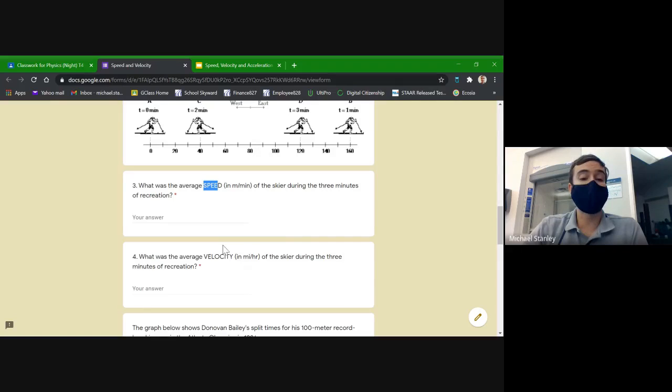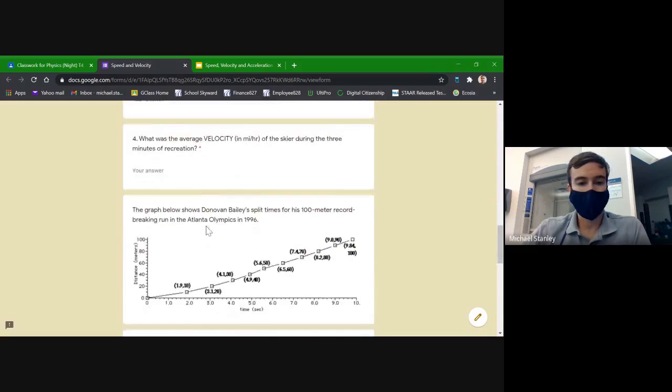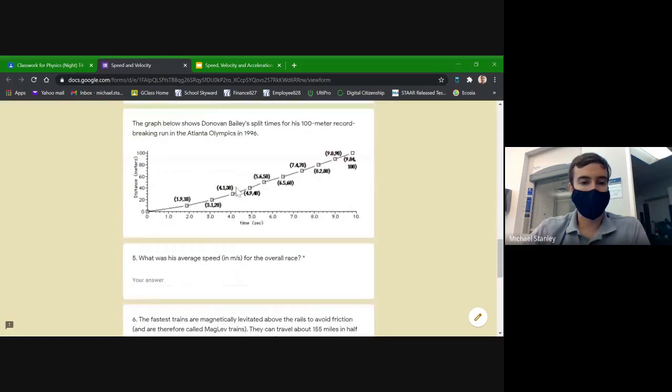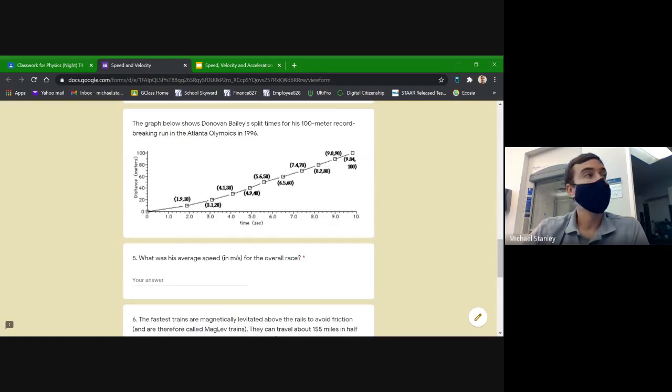And then for velocity, you just have to look at the starting point and the ending point. What is his total displacement from start to end over those 3 minutes? All right. And then the next one is a graph of a 100-meter race.